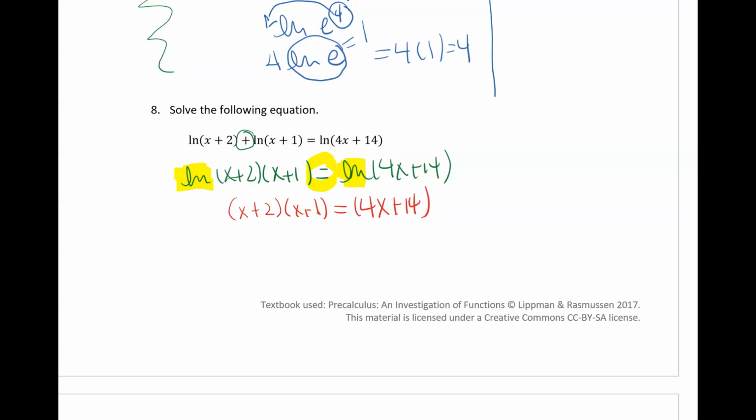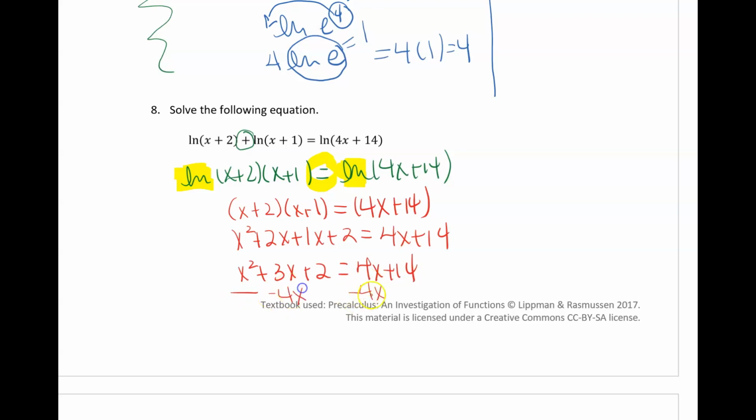So now I'm just solving for x like previous sections, not even in this chapter 4. So I'm going to multiply this out. This gives me x squared plus 2x plus 1x plus 2 equal to 4x plus 14. Combine like terms, x squared plus 3x plus 2 equal to 4x plus 14. I see I got a quadratic, so I better get it all over to one side and set it equal to 0. So if I subtract that 4x and subtract the 14, that gives me x squared minus 1x minus 12 equal to 0, and then I can factor.